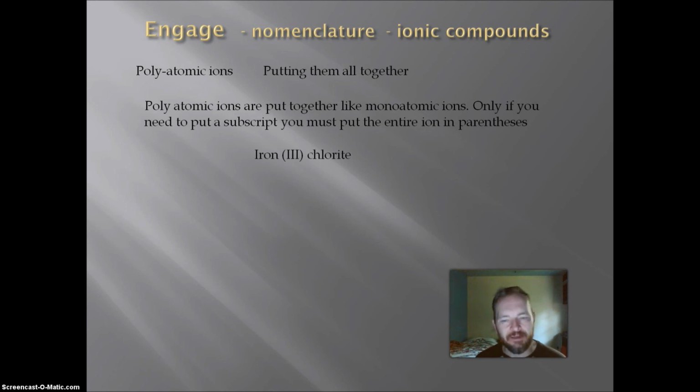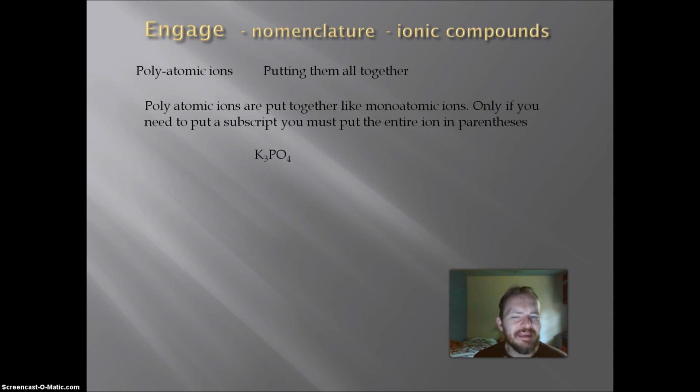Iron 3 chlorite. From a previous module, we learned that iron 3 has a charge of 3+, so it's Fe with a charge of 3+. From this module, we learned that chlorite is ClO2 with a charge of 1 minus. It takes 3 things with a charge of 1 minus to balance 1 thing with a charge of 3+. So we have to put that chlorite in parentheses and give it a subscript 3. So we get Fe, parentheses ClO2 close parentheses, subscript 3. And that would be the formula for iron 3 chlorite.